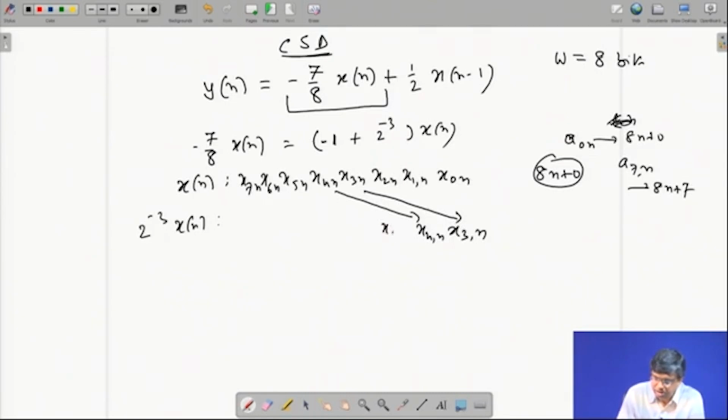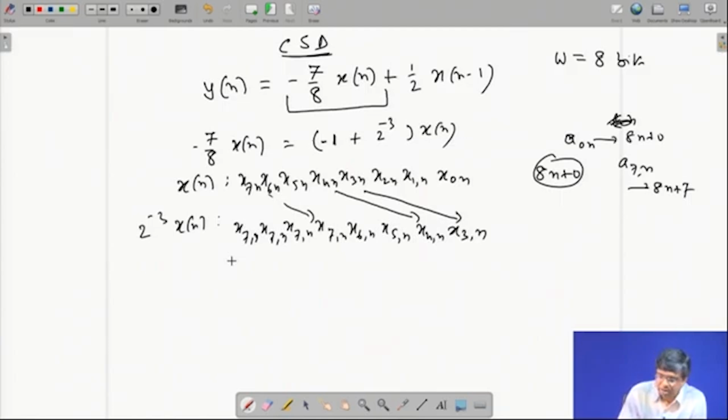Then x4n, then at this location x5n, then here x6n, x7n. After that, this sign bit will get extended here, x7n: one extension, two extensions, this is the third extension. Alright, this is 2 to the power minus 3 xn.